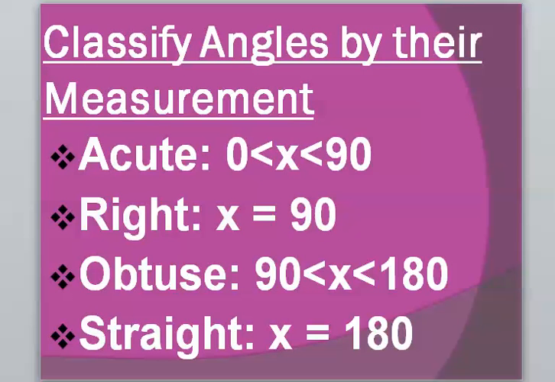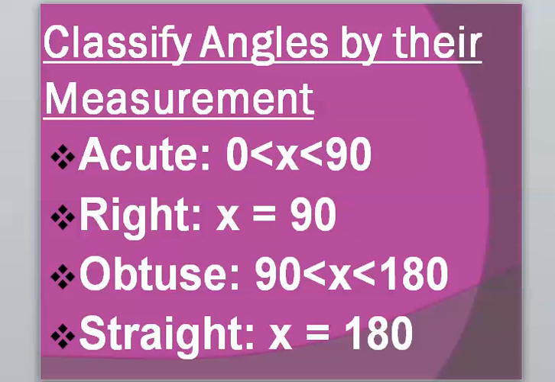We're going to classify angles, and we're going to classify angles by their measurement. And some of these words you're very familiar with. What this says is an acute angle is an angle with the degree measure x that's greater than 0 but less than 90. So if your angle is between 0 and 90, it can't be equal to 0, it wouldn't exist, and it's not equal to 90, it's just less than 90, that's acute.